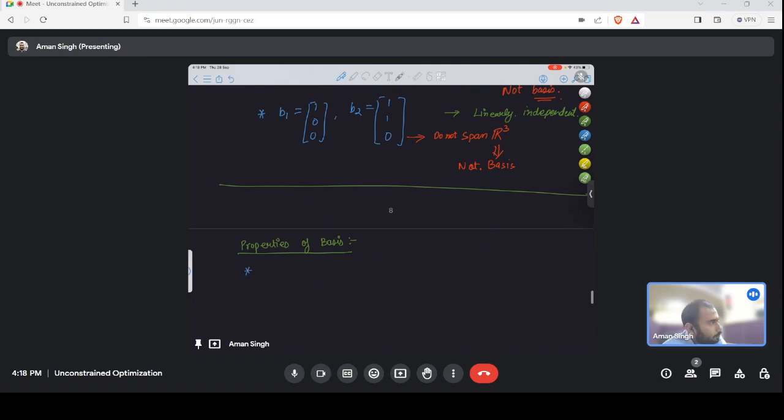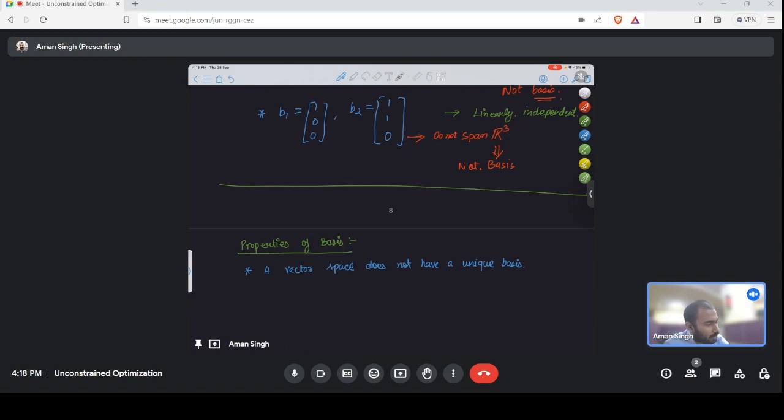So first is, a vector space does not have a unique basis. You can have multiple sets of vectors that are linearly independent and also span the vector space S. There are no unique set of bases.